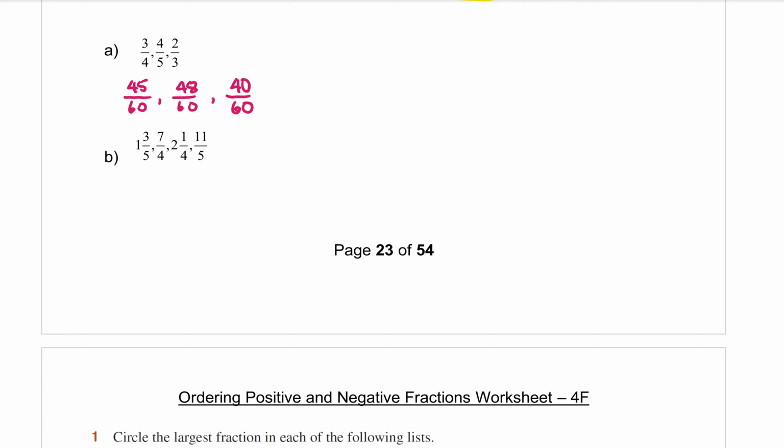However, this stuff that I've written here in red, that's my working out. When I write my answer down, I want to use the original fractions that I was given in the question. So over here on the side, putting them in order, the 40 over 60 was 2 over 3. That was the smallest fraction. The next one was the 45 over 60, and that was the 3/4. And finally, the largest fraction was the 48 over 60, which was the 4 over 5. Okay, so make sure that you always write them in the original fractions.